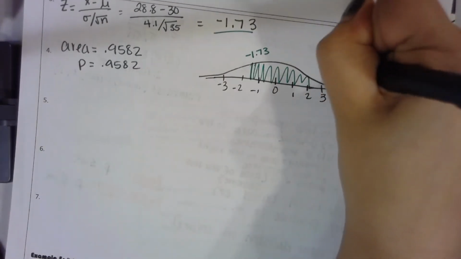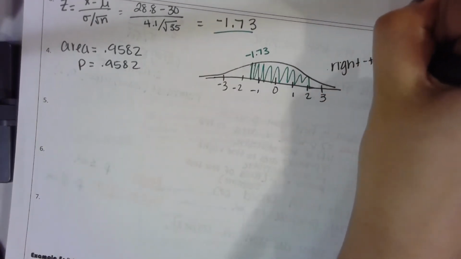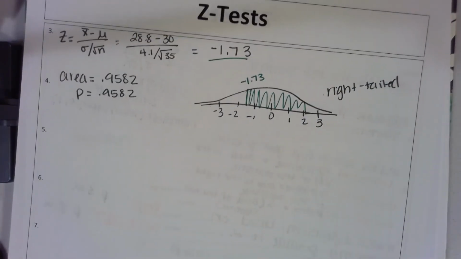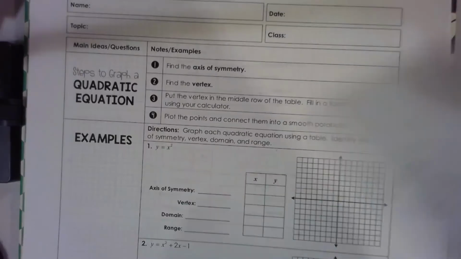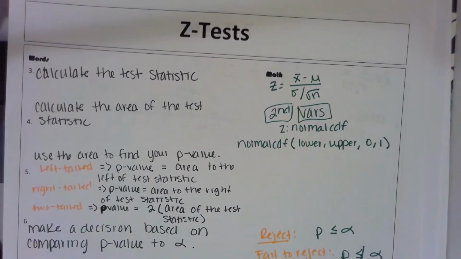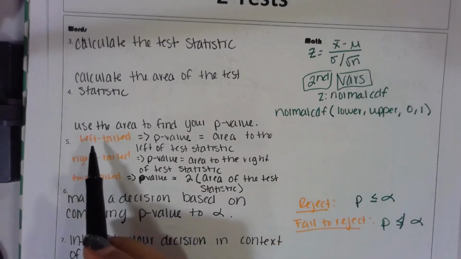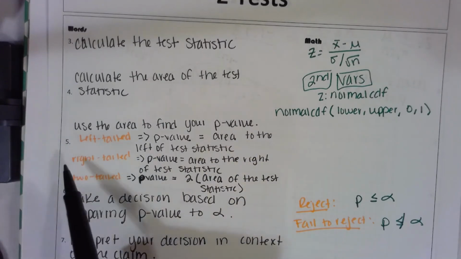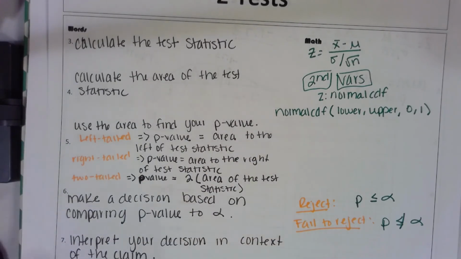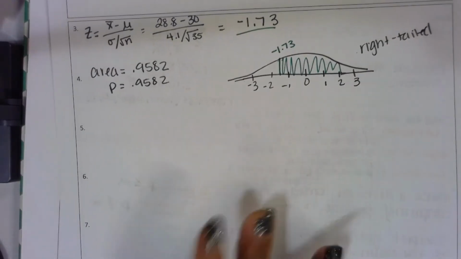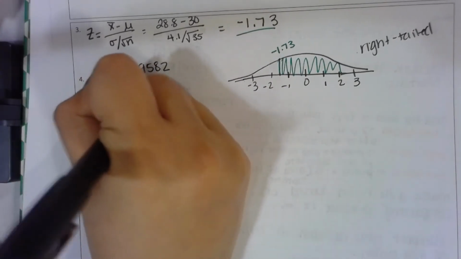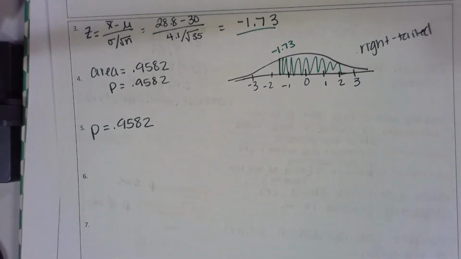Step number 6, make a decision based on comparing the p-value to your confidence level. P less than or equal to alpha. Is 0.9582 less than or equal to 0.01? Because that was your level of significance, and this is your p-value. Well, looking at the first one, 0.9 is definitely bigger than 0.01. So, nope, that is not correct. Now, recall that if you say no, then you're going to fail to reject your null hypothesis. So, our decision is that we fail to reject it.